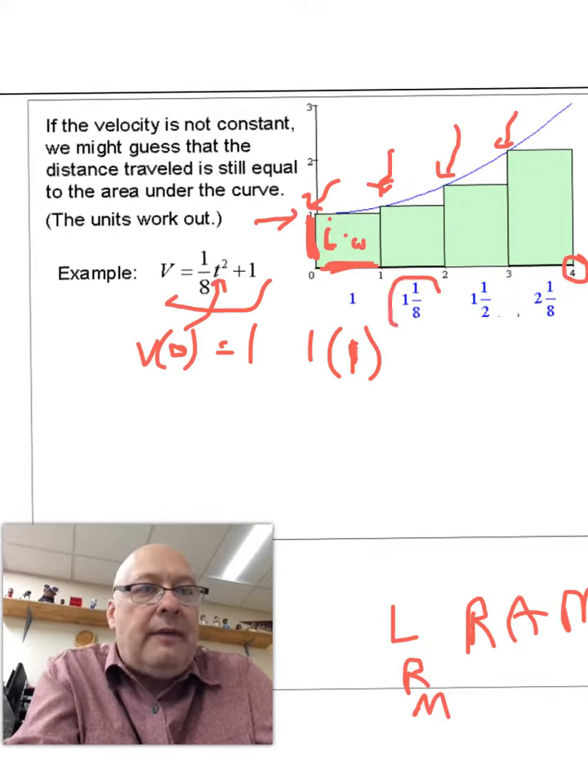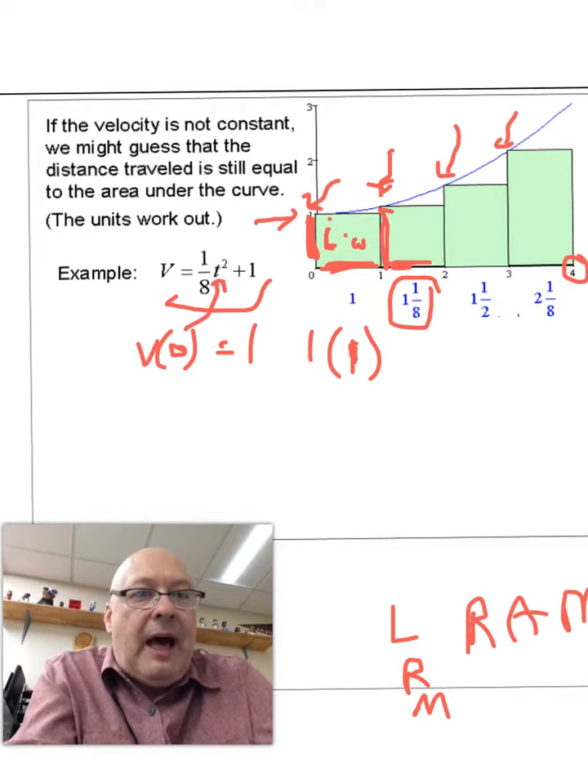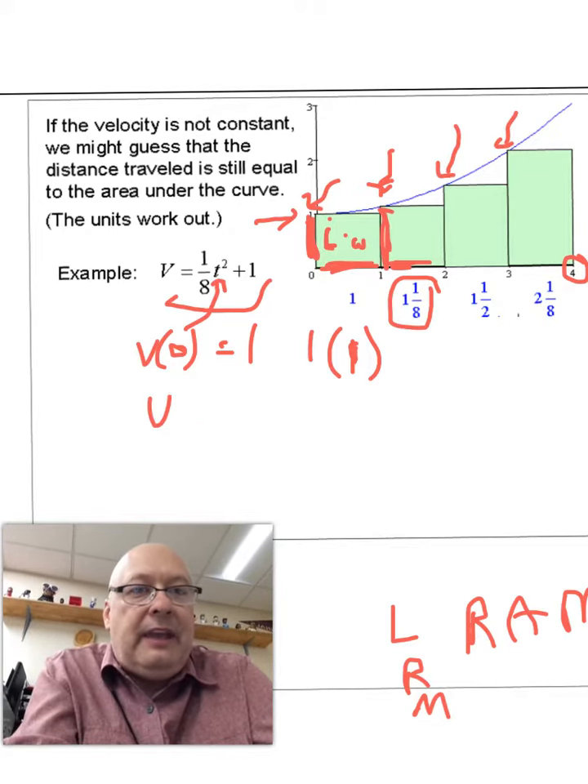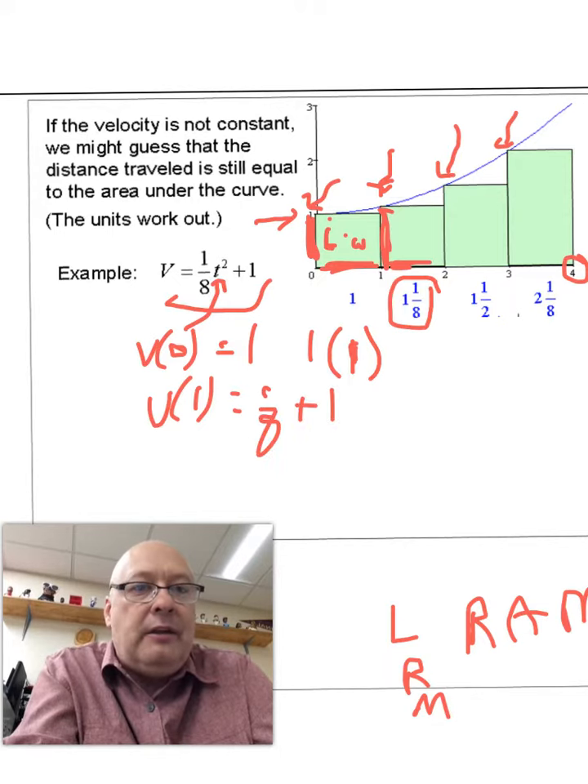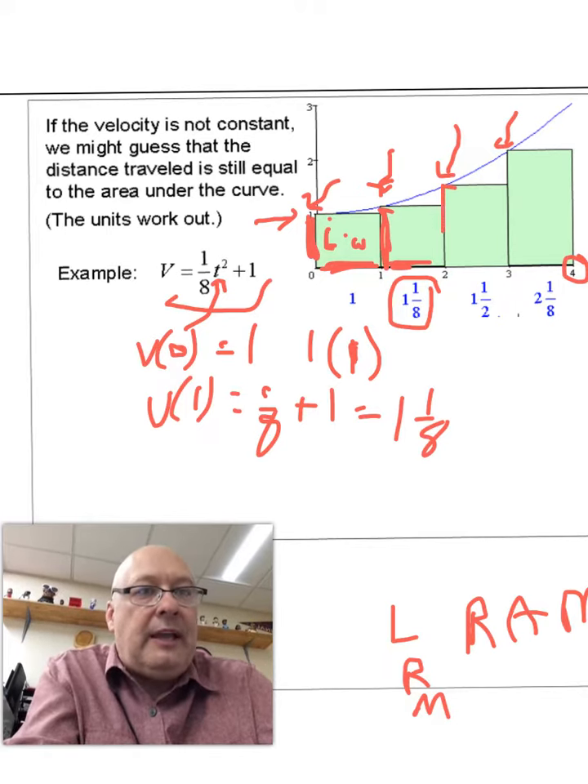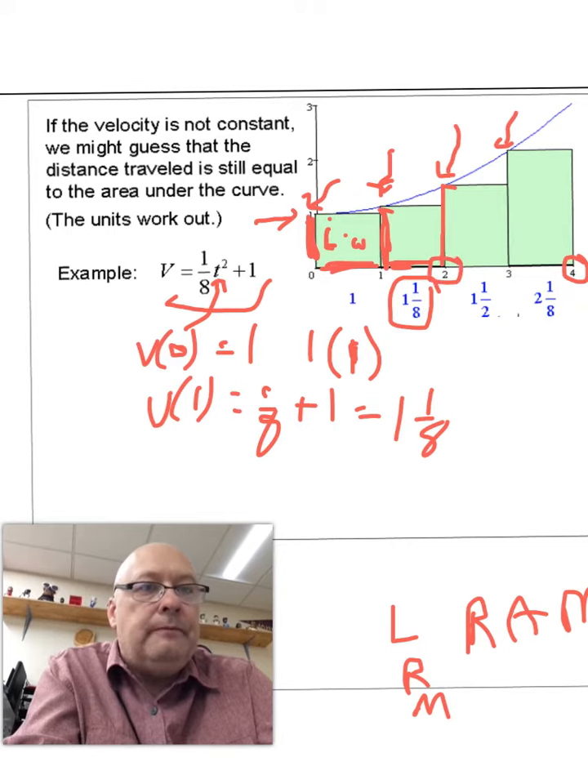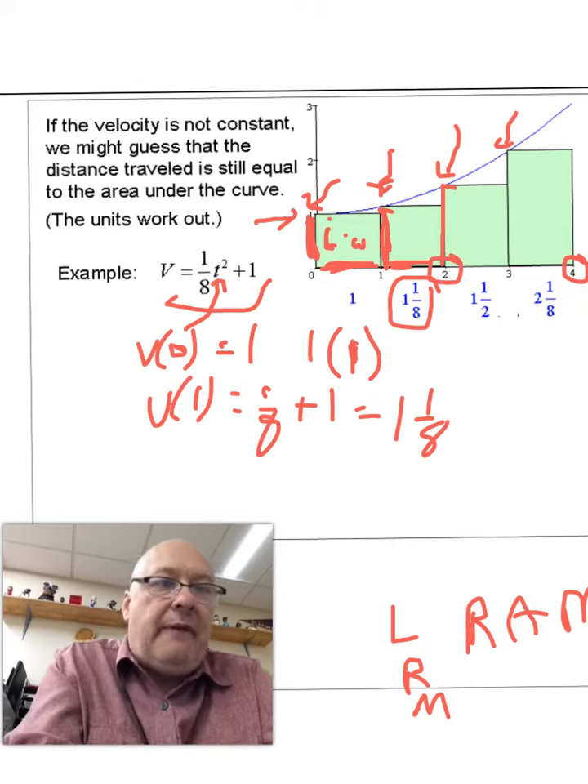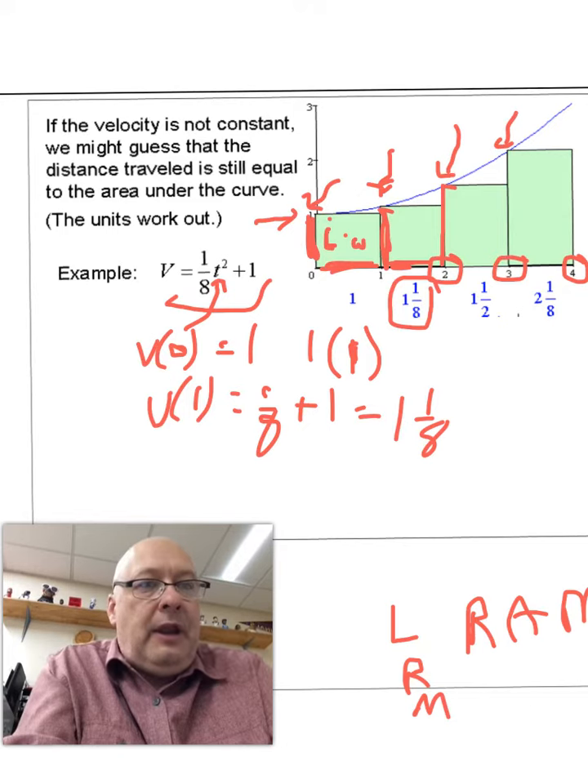This next one is 1 and 1/8, because the width again is 1, but this height on the left side is V of 1. So if I substitute a 1 in for t, I get 1/8 times 1 squared, which is 1/8, plus 1, which is 1 and 1/8. Multiply that by 1, you get 1 and 1/8. And likewise, this height is V of 2, or f of 2 if this is an f function, and this one is V of 3.